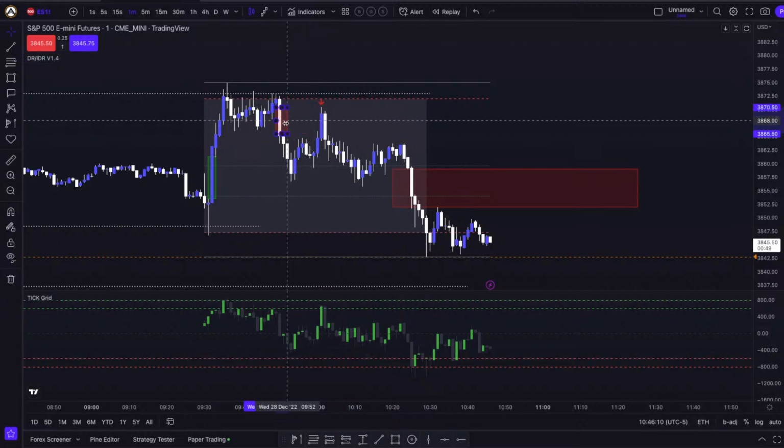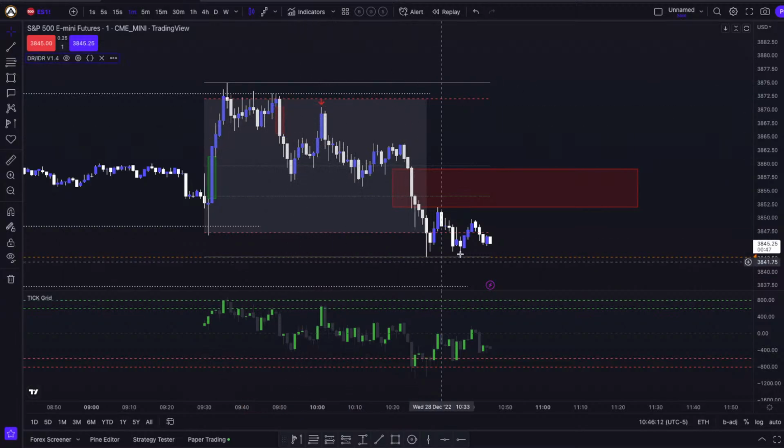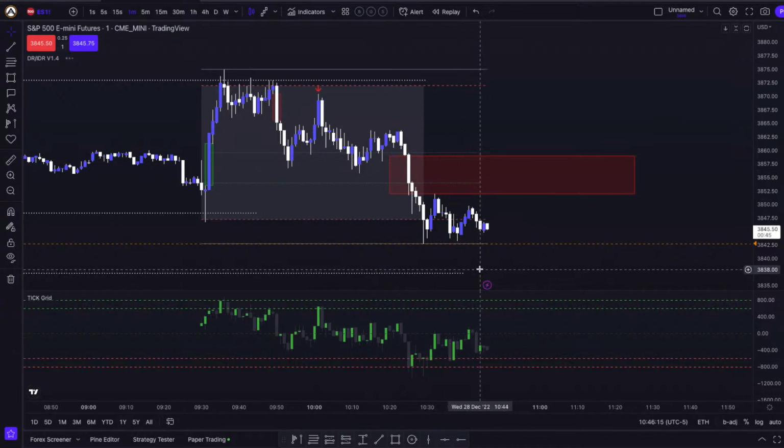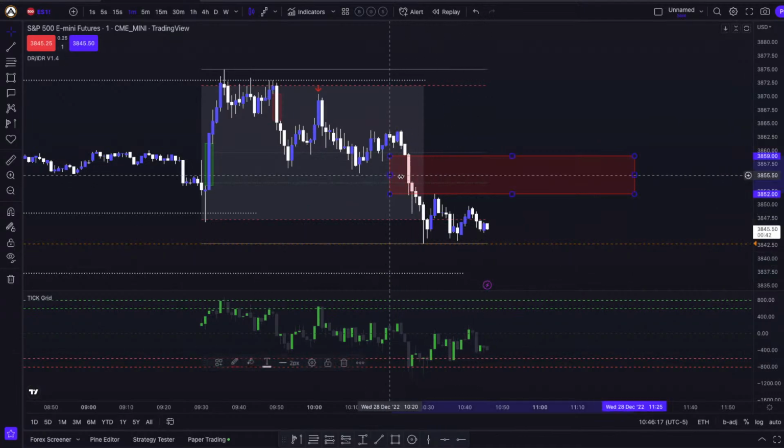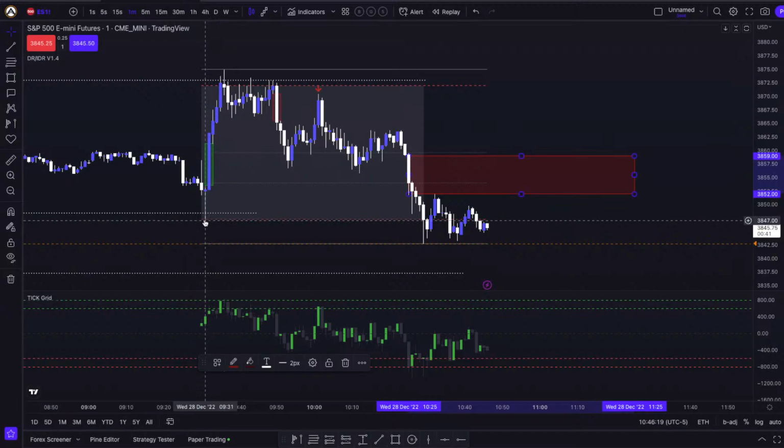A bread and butter setup for a continuation move down. How far it's going to fall, hard to predict. I chose my take profit target to be right here at our low that we formed at 9:31.